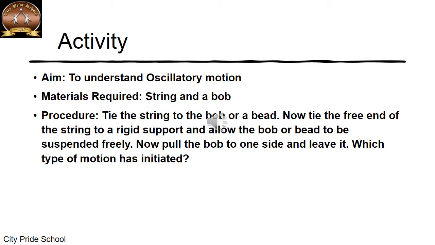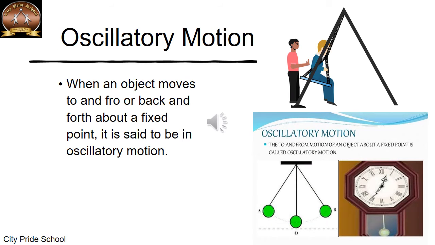What type of motion is this? This type of motion is what we are going to study next, and that is oscillatory motion. Oscillatory motion is a type of motion where the object moves back and forth about a fixed point. That is, the object is in oscillation.